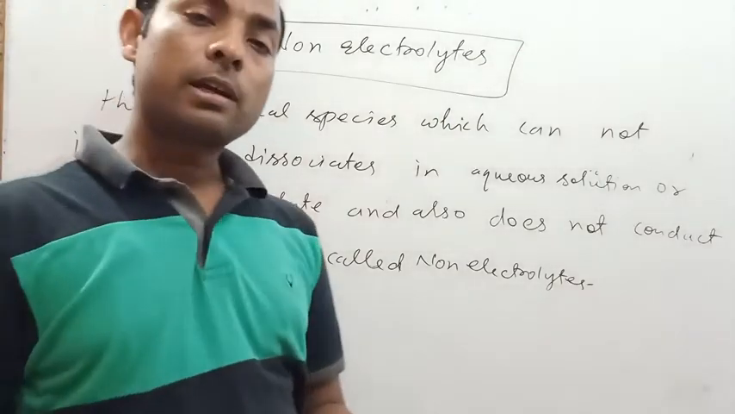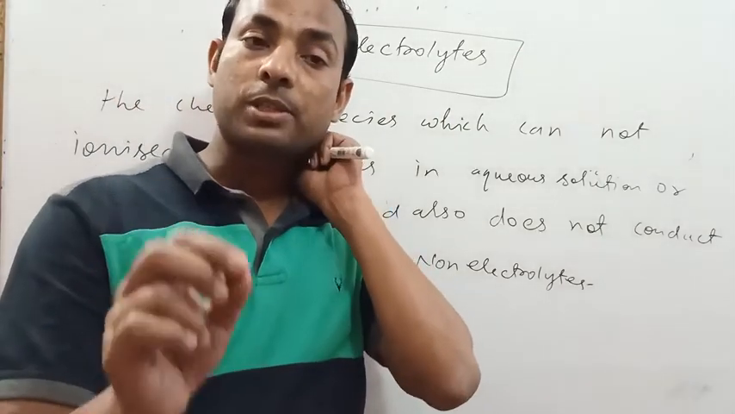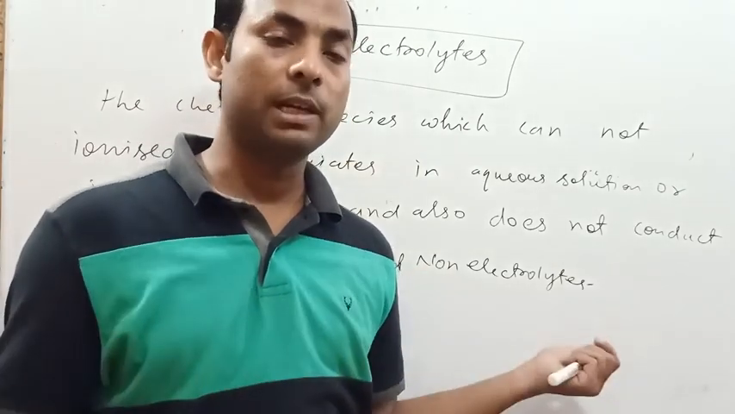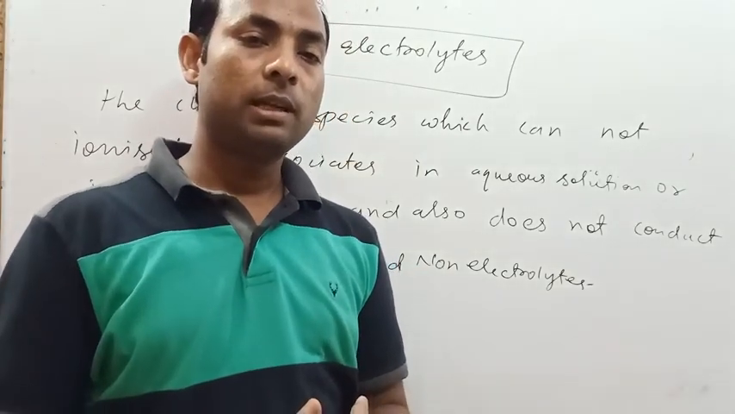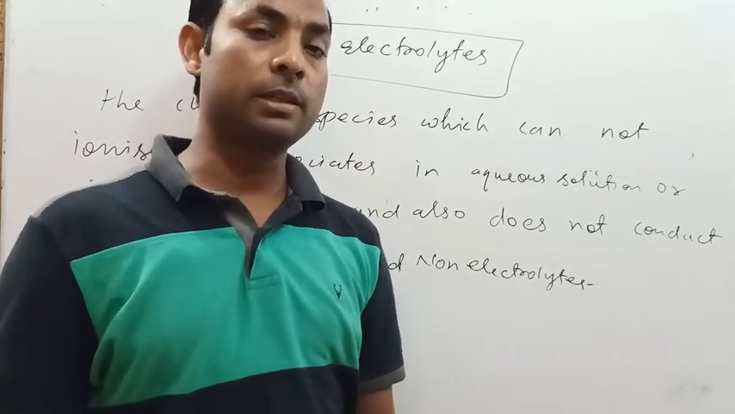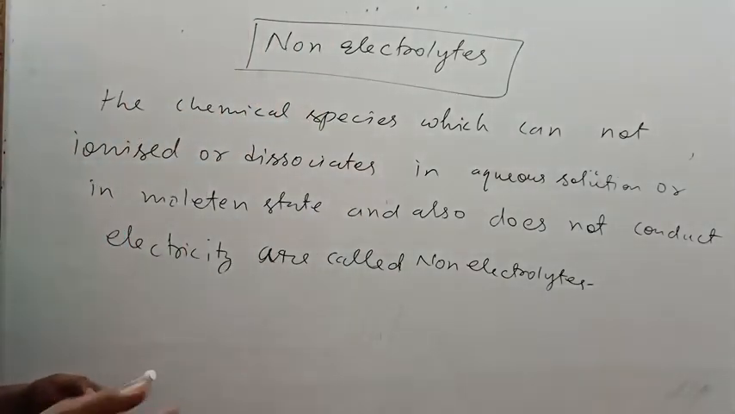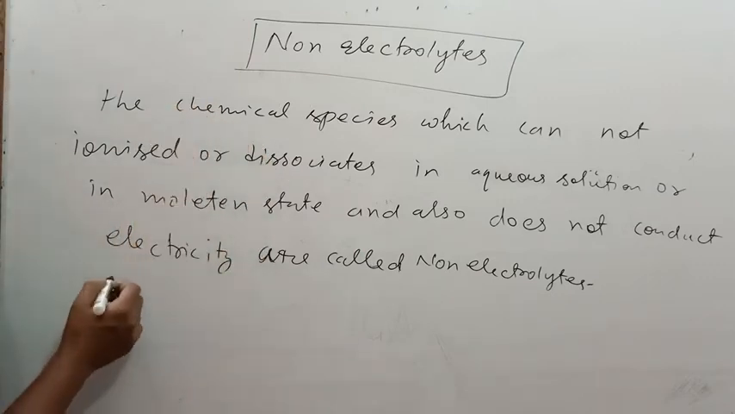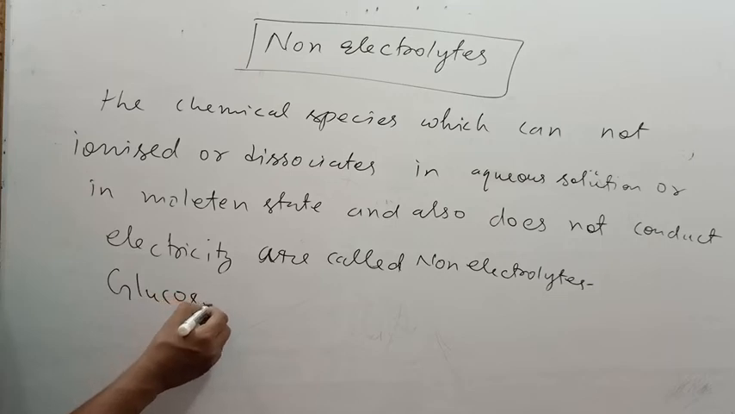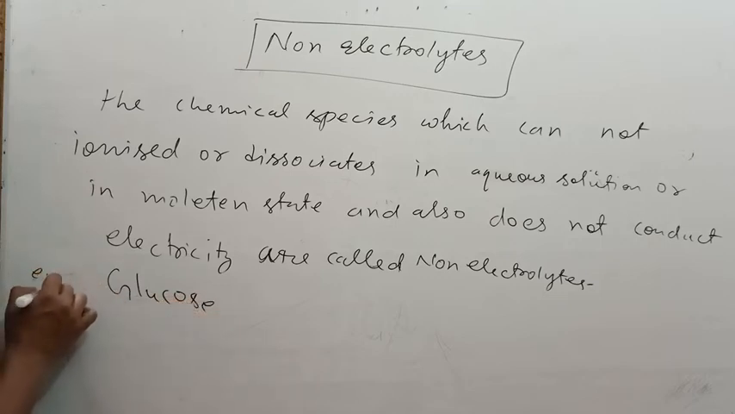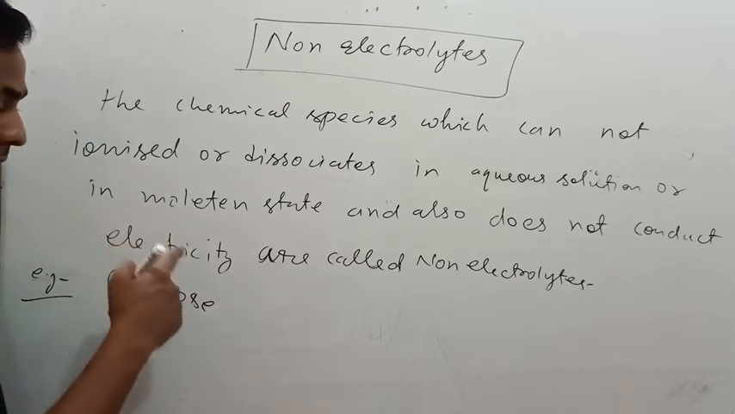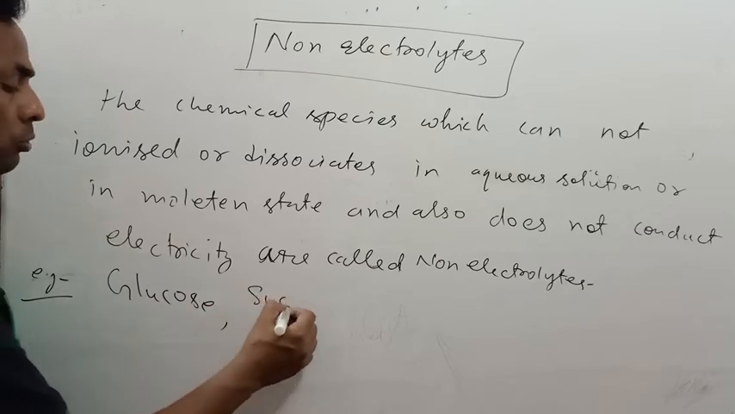Why does it not conduct electricity? Because of the absence of free ions. Such kinds of substances have no free ions. That's why they do not conduct electricity. We can also say lack of carriers of current. Like glucose. Glucose is a non-electrolyte. It does not conduct electricity and also does not ionize. Sucrose means sugar.